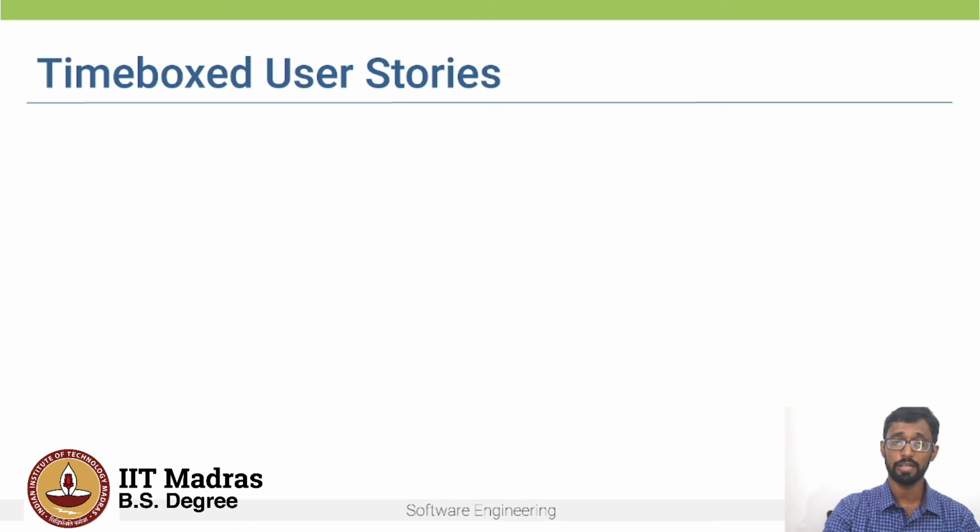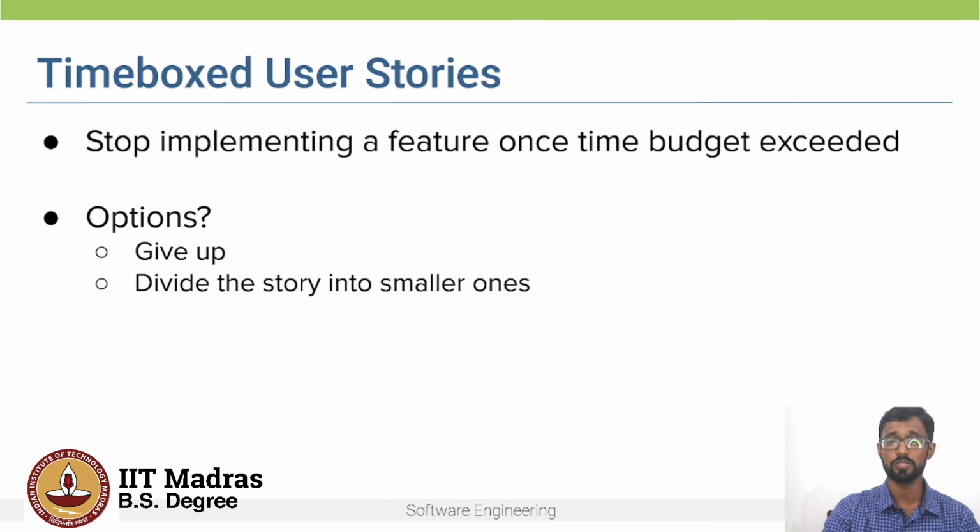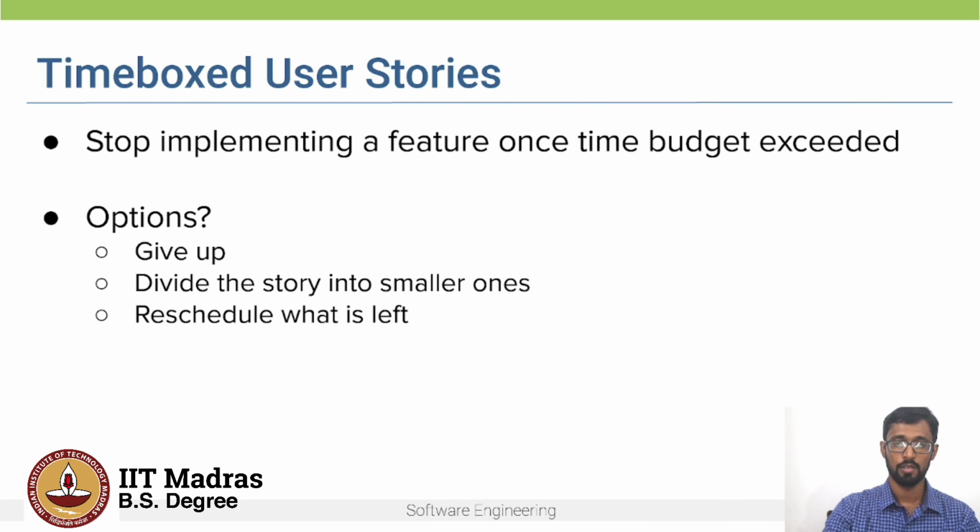Next, user stories should be time-boxed. Time-boxed means that we should stop implementing a feature once we have exceeded the time budget. So what should we do if we have exceeded the time budget? One is we either give up, or as we saw earlier, we divide the story into smaller ones. Or we reschedule what is left according to a new estimate. We revise our estimates. So it is important to make sure that you are on schedule.